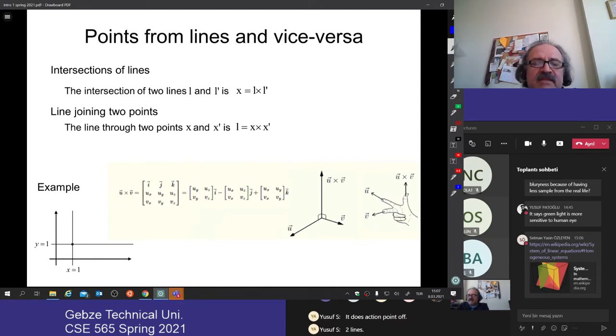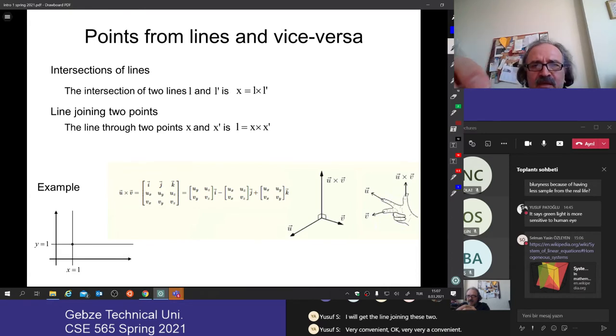Okay, this is nice. And with the dual of this theorem, the line joining two points: if I have two points, x and x prime, in the homogeneous coordinate system, and I take the cross product of these two points, I will get the line joining these two. Very, very convenient.